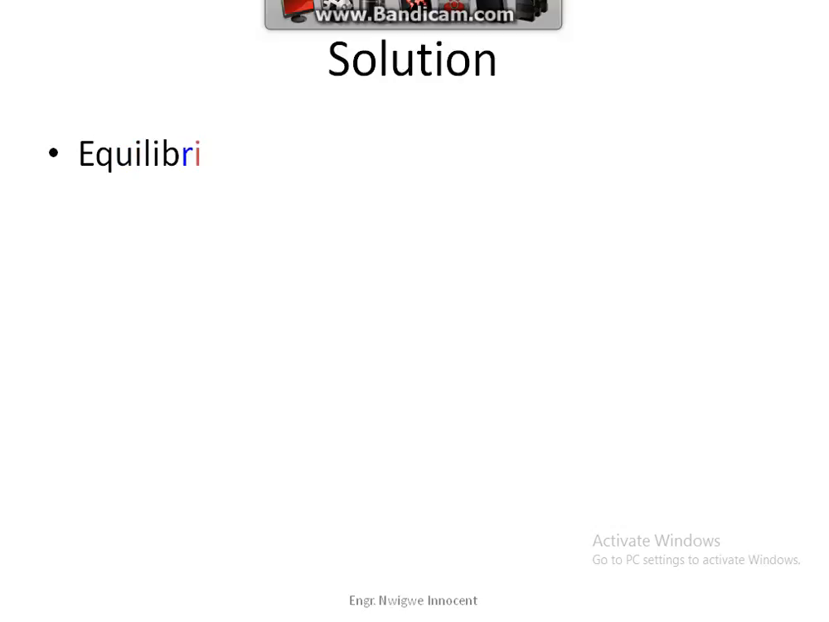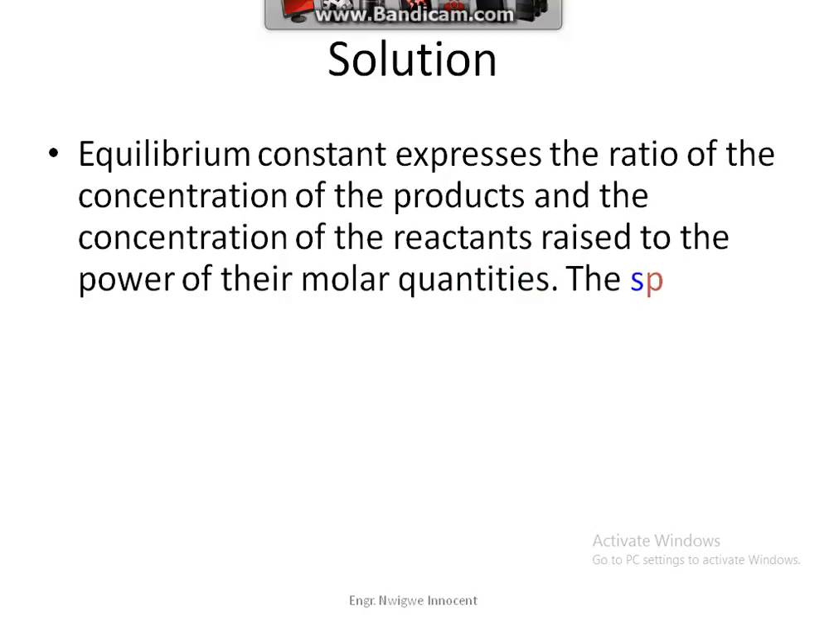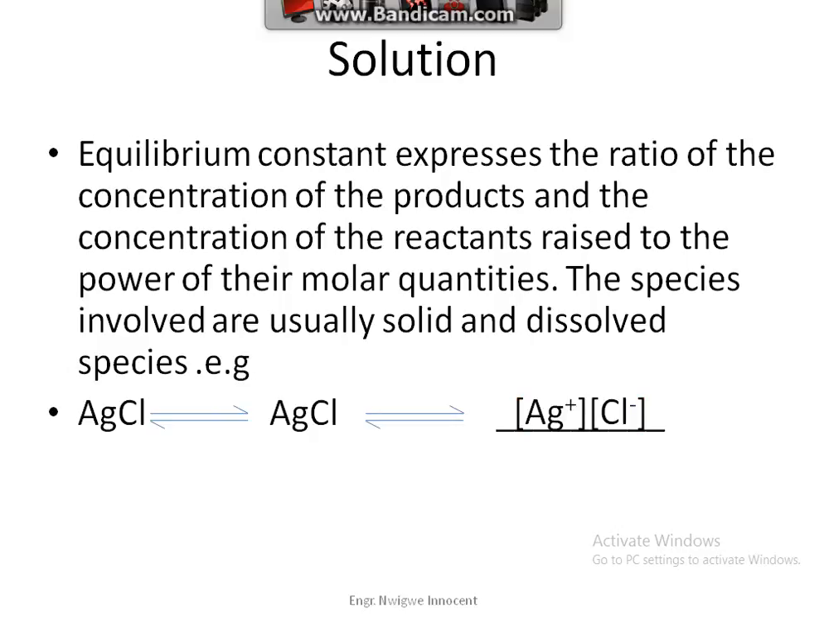Solution. The equilibrium constant expresses the ratio of the concentration of the products to the concentration of the reactants, raised to the power of their molar quantities. The species involved are usually solid and dissolved species. Example, silver chloride in a reversible reaction gives silver ion and chloride ion, and the equilibrium constant is the concentration of silver ion times the concentration of chloride ion all over the silver chloride. Therefore, the answer is C.